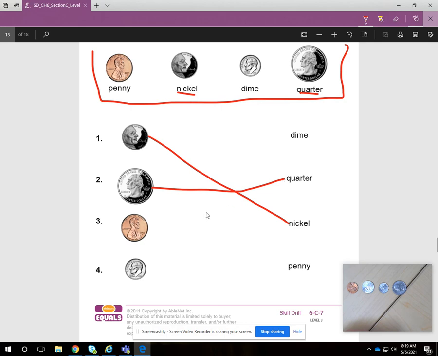Very good. This next one matches this one. It's the only brown coin. So this is penny. I'm going to draw a line to penny. And then the last one is a dime. So I'm going to draw lines. There's 2 of these worksheets for you to complete. Okay. And so I'm going to let you get started on those 2 worksheets.